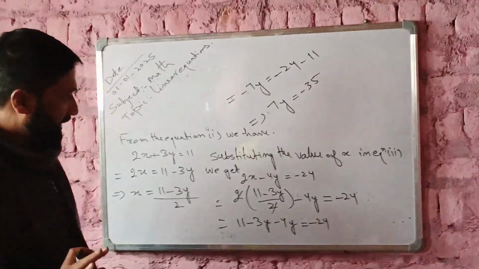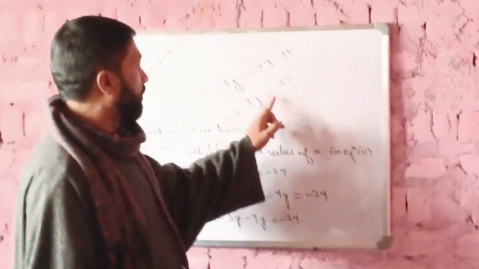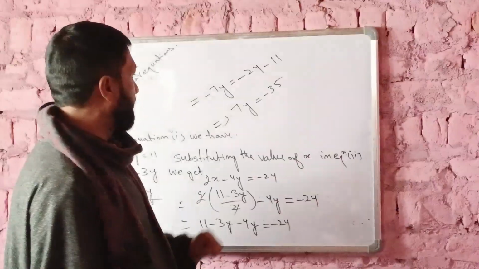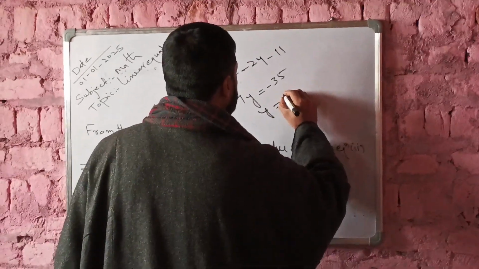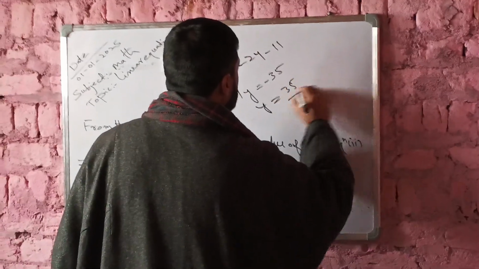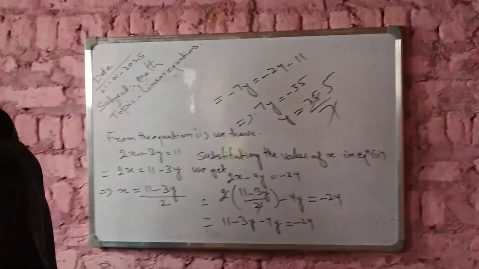Yes, sir. Any problems? No, sir. 7y is equal to minus 35. y is equal to 35 divided by 7. Divided by 7 ones are 7, 7 fives are. Stop for a minute.